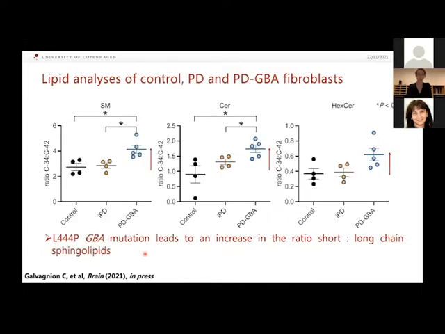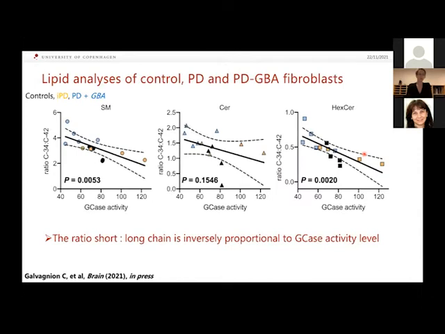You can actually show this data in a slightly different way, where you can show the ratio short chain to long chain, and you can see that for the fibroblasts of PD patients with GBA mutation, this ratio is increased for each of the three main sphingolipids that we detected: sphingomyelin, ceramide, and hexosylceramide. We could actually see that this ratio, short chain to long chain, was inversely proportional to the level of GCase activity for each of the three sphingolipids. So this is telling us that as you decrease the GCase activity level, the ratio short chain to long chain increases.